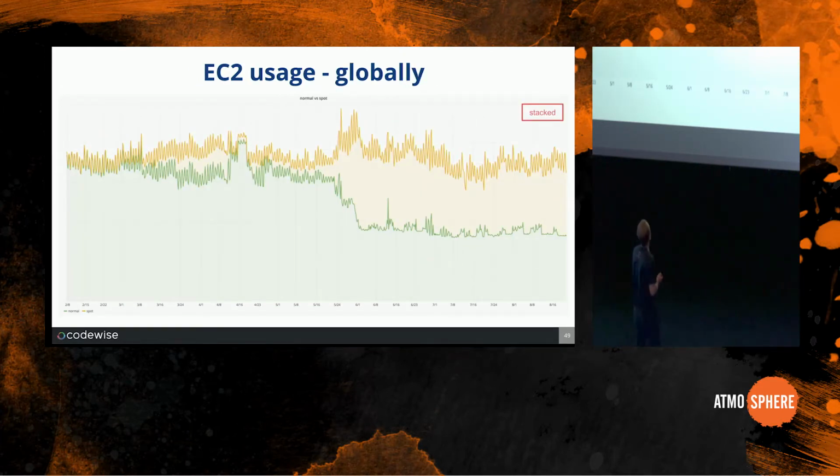How does it look globally? This is the stacked graph. So it basically means that this one is pretty much equal to this one, right? Because this is one after another. So the compute power at our company is more or less the same on spots as on on-demands, overall, globally in the whole company. So this is quite huge.